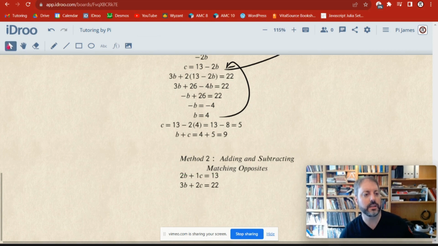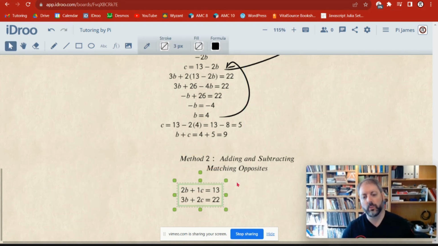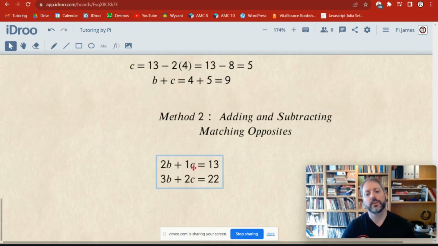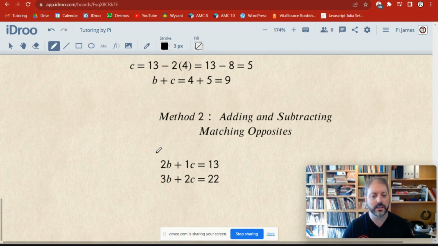So let's take a look at this. We want one of these coefficients. Coefficients are the numbers in front of the variables. We want them to match and be of opposite signs. You'll see why later. So first, the easiest one to deal with is the C. So what we're going to do is take this top equation and multiply it by -2 all the way through.